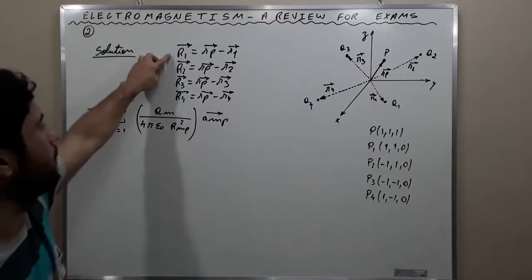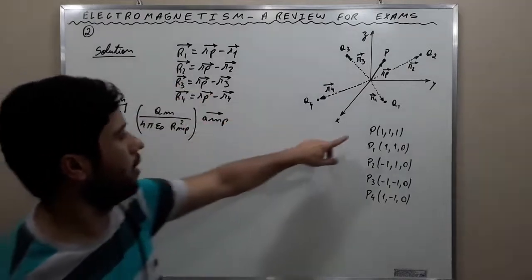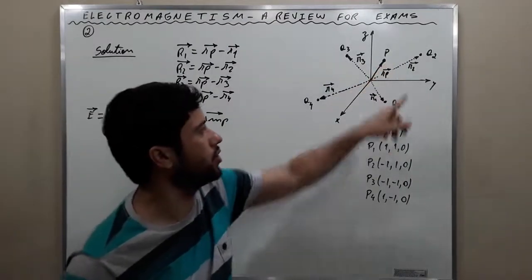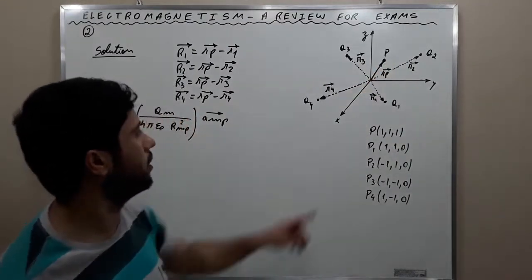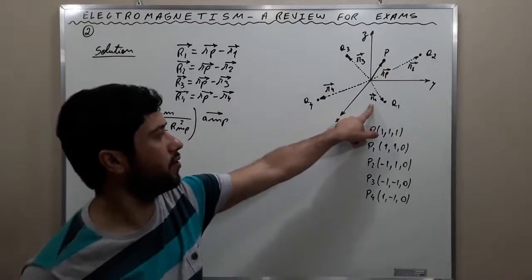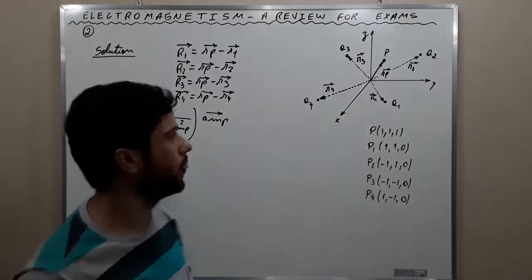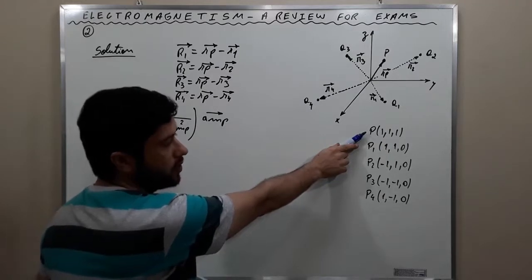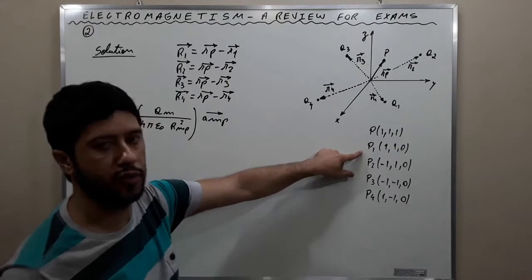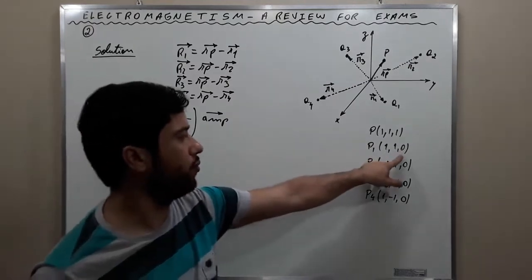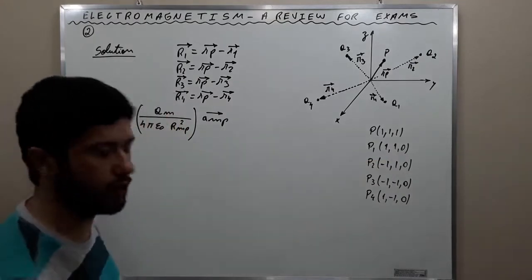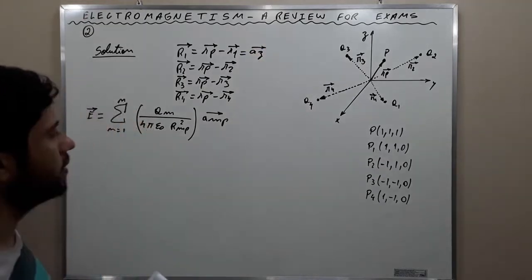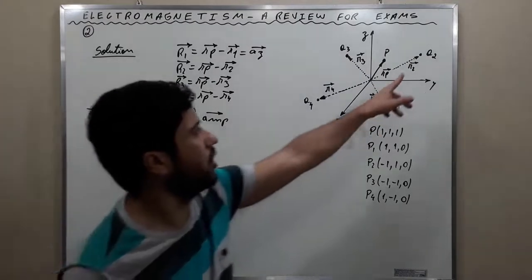And this vector here is going to be the difference between the vector that positions the point P, which is Rp, minus the vector that positions charge 1. Okay? This is Ax plus Ay plus Az, and this is Ax plus Ay. For this point, Az is 0. So the difference between them is Az only. The same is going to be done for charge 2.